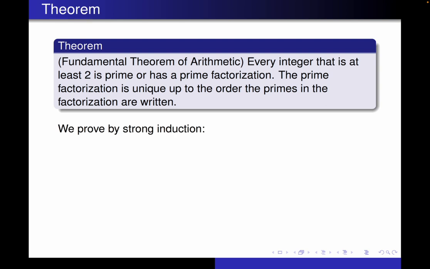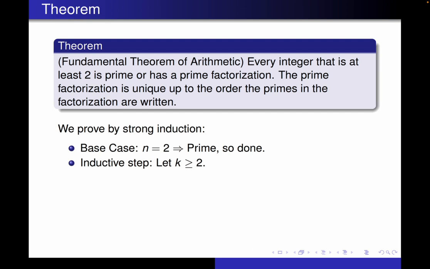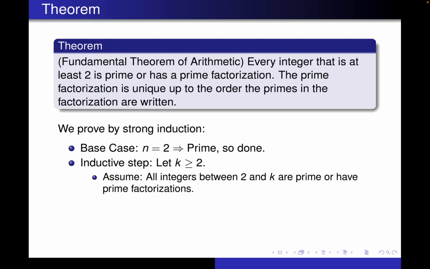So we're going to prove this by strong induction. Our base case: we're saying every integer that is at least 2, so our base case is going to be n equals 2. n equals 2 is prime, so we're done with the base case. That wasn't so bad. Now for the inductive step, we're going to assume that k is greater than or equal to 2. We're going to assume for our induction hypothesis that all integers between 2 and k, and if k equals 2, that's just 2, are prime or have prime factorizations. And we're going to show that k plus 1 is either prime or has a prime factorization.